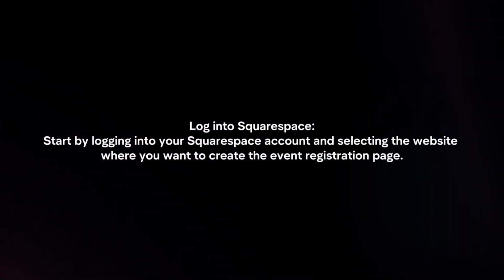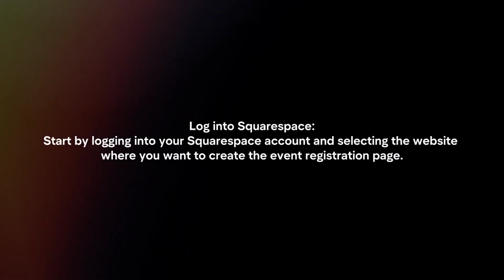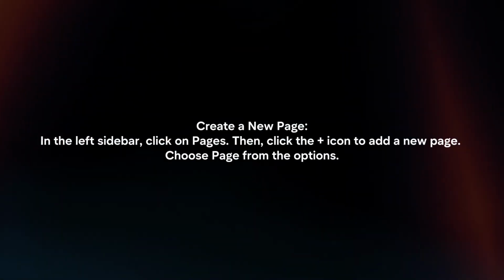Log into Squarespace. Start by logging into your Squarespace account and selecting the website where you want to create the event registration page.